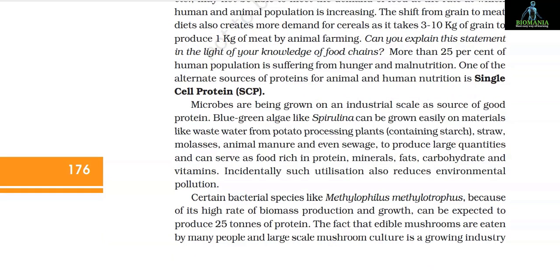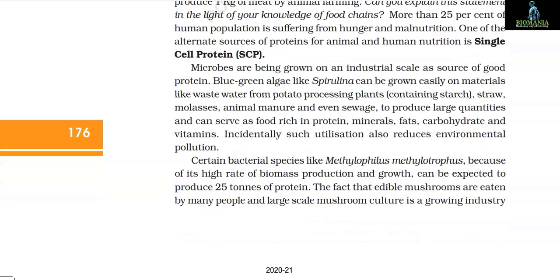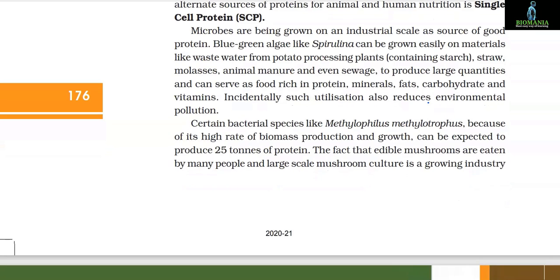More than 25% of human population is suffering from hunger and malnutrition. One of the alternate sources of proteins for animal and human nutrition is single-cell protein. Microbes are being grown on an industrial scale as source of good protein. Blue-green algae like spirulina can be grown easily on materials like wastewater from potato processing plants, straw, molasses, animal manure, and even sewage to produce large quantities and can serve as food rich in protein, minerals, fats, carbohydrates, and vitamins. Incidentally, such utilization also reduces environmental pollution.